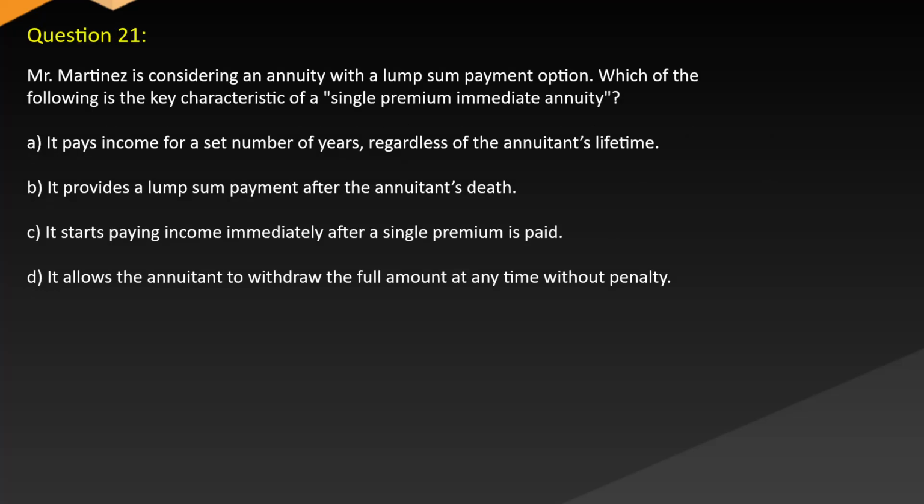Question 21. Mr. Martinez is considering an annuity with a lump sum payment option. Which of the following is the key characteristic of a single premium immediate annuity? A. It pays income for a set number of years, regardless of the annuitant's lifetime. B. It provides a lump sum payment after the annuitant's death. C. It starts paying income immediately after a single premium is paid. D. It allows the annuitant to withdraw the full amount at any time without penalty.